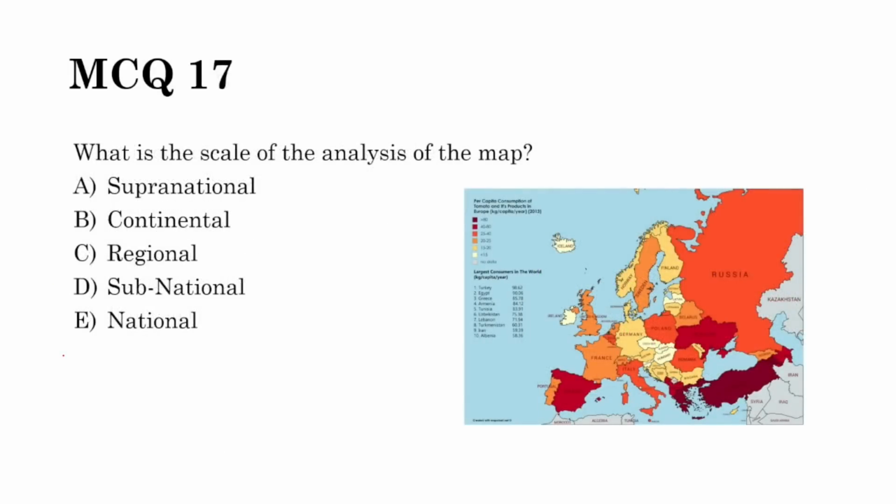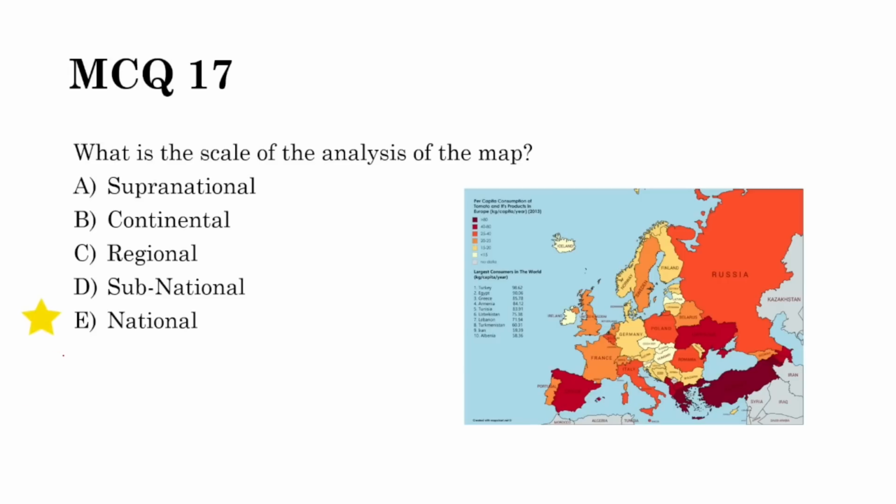17. What is the scale of analysis of the map here? So what are we comparing the data between? We're comparing the data between different countries. It's going to vary on a country by country basis. We're looking at the consumption of tomato products between different countries. So that's going to be a national scale of analysis.